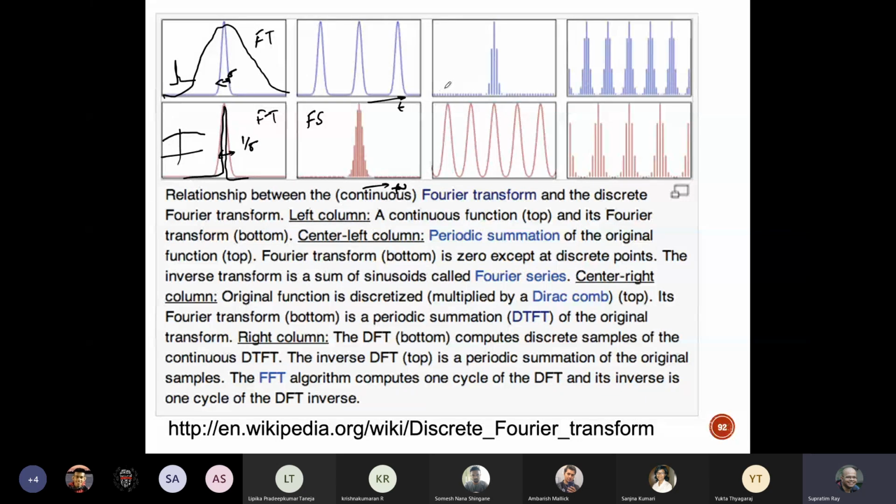Then you can discretize the signal, and now this is a discrete signal which is not periodic. In this case, you take what is called the discrete time Fourier transform, or DTFT. It is continuous in frequency, but it is periodic. So you only need to worry about what's between 0 and 2 pi.